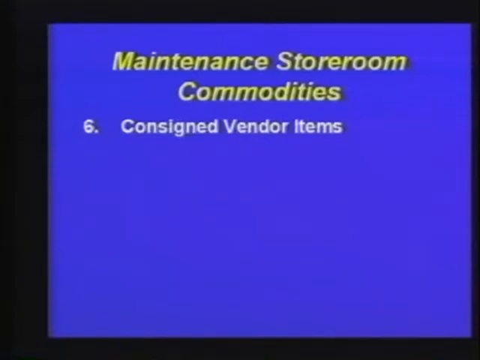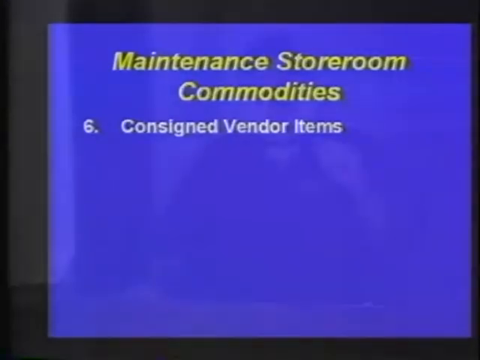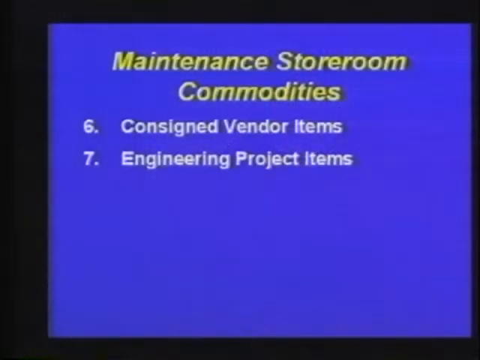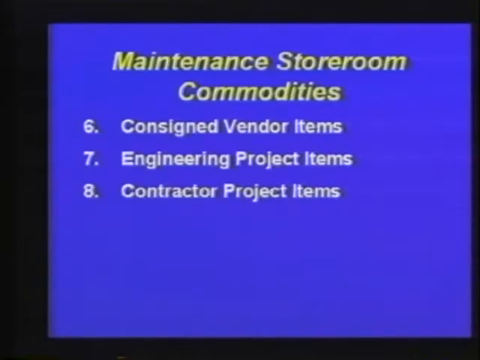Item 5 is the extra security items, which is the bonded crib. Item 6 is the consigned vendor items in. Remember, that inventory is owned by the vendor, and you only pay for it when you use it. It's an integral part of the reduction of inventory investment as a byproduct of the maintenance work order planning and scheduling system. We may have item 7, engineering project items, and those would be really temporary requirements to house those items. Likewise, item number 8, the contractor project items.